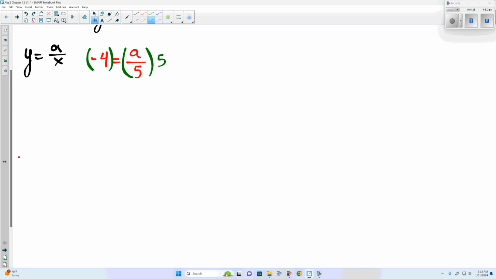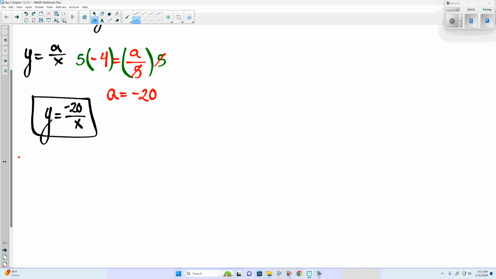When we undo the division to get a by itself, we would multiply by 5, giving us a by itself. And what we do to one side, we have to do to the other. So 5 times -4 is -20. Telling us that the equation is y equals -20 over x. Questions on this here?